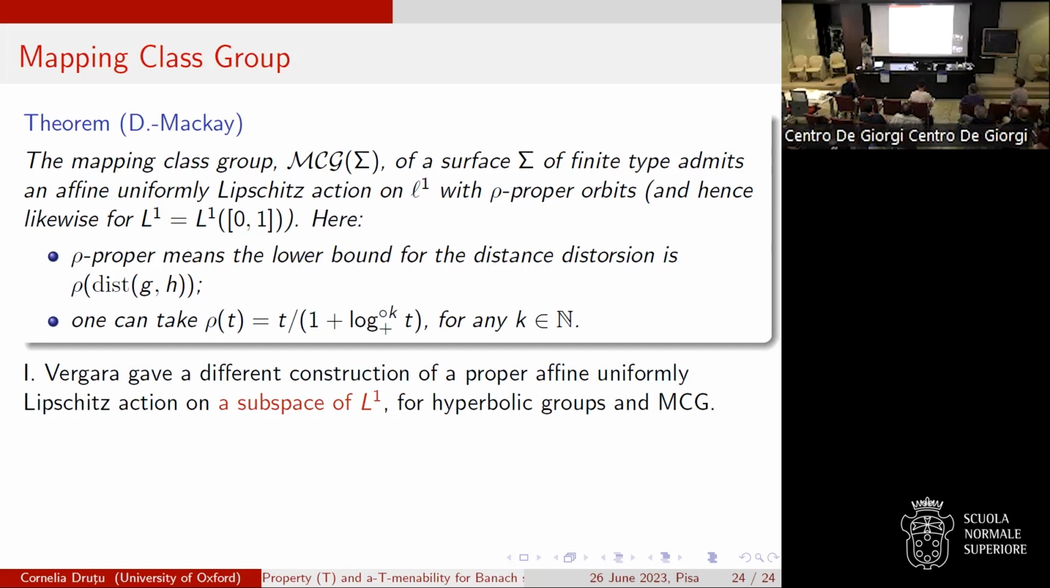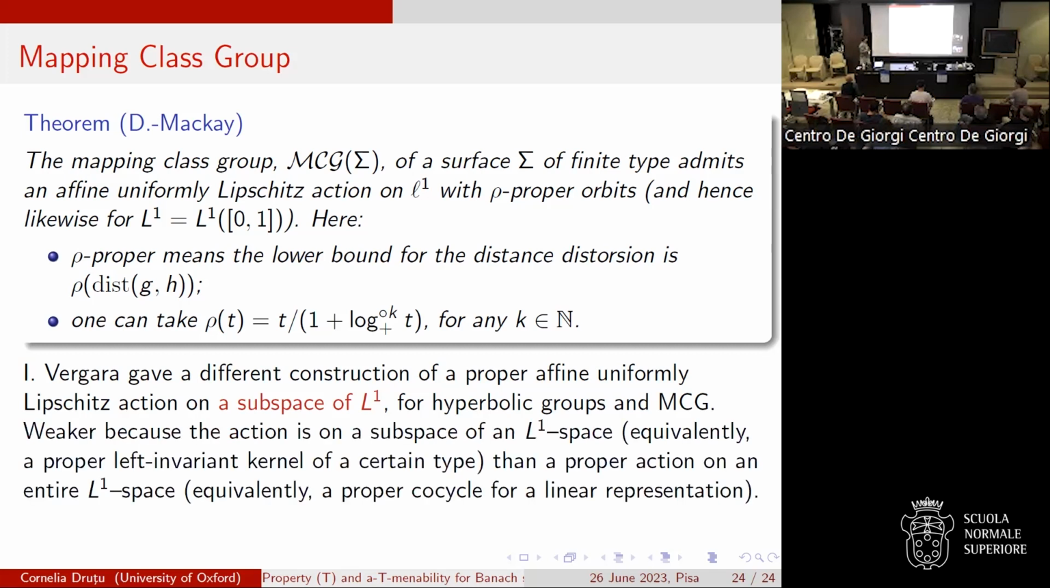And I should mention that a student of Michael de la Salle gave a construction, but not on L1 spaces. So the group does not act on an L1 space for hyperbolic groups and for the mapping class group. It is on a subspace. It's a very nice result, and Vergara is a great and brilliant student. But of course, I have to explain what are the added values that we bring.